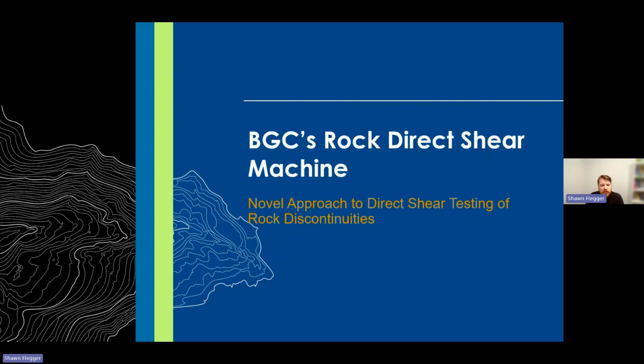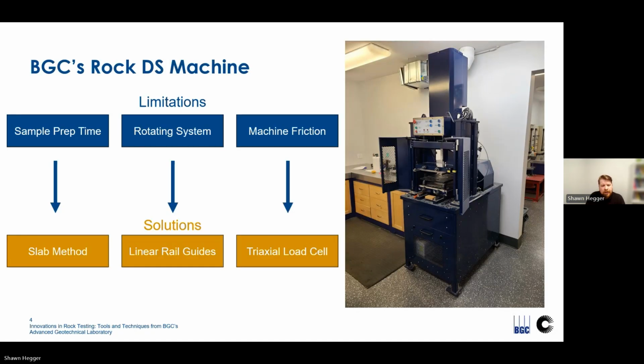So one of the first R&D initiatives in rock testing at the BGC lab was the creation of a custom rock direct shear testing apparatus. It was realized early on while expanding the lab's rock testing capabilities that the testing methodology and equipment typically utilized for rock direct shear testing had several inherent limitations. These limitations were the prep time, machines with rotating systems, and machine friction. So these limitations were overcome with a few different design choices, such as the slab method, linear rail guides, and a triaxial load cell, which I will discuss in the next couple slides.